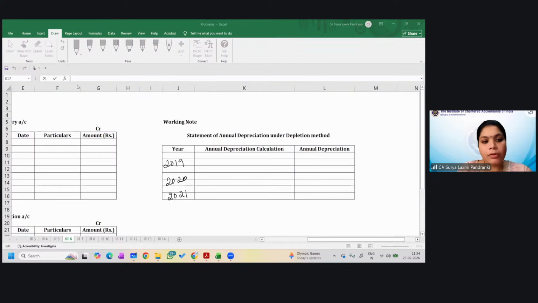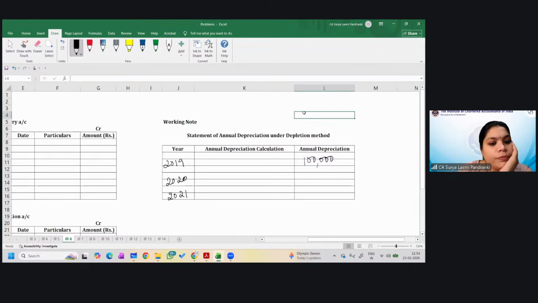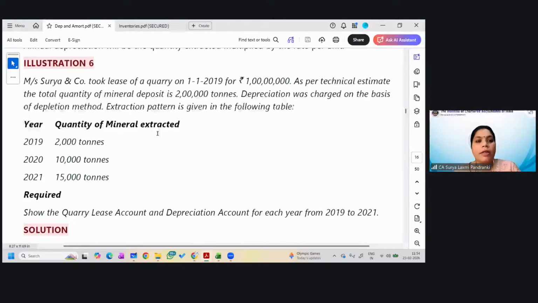In 2019, it is 1 lakh. 2020, it is how much? 5 lakhs. And 2021, it is 7,50,000. Okay. Did everyone get this? You can see the question. 2 lakhs is the total, and 2019 it is 2,000, 2020 10,000, 2021 15,000.